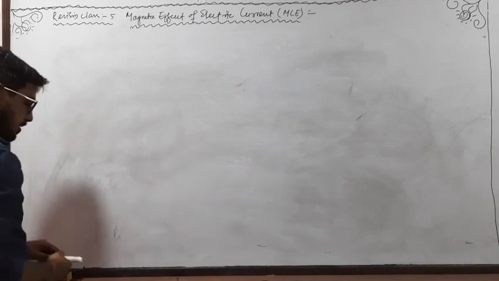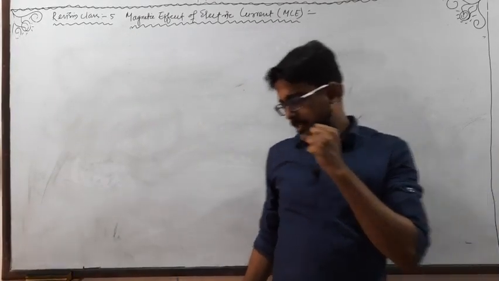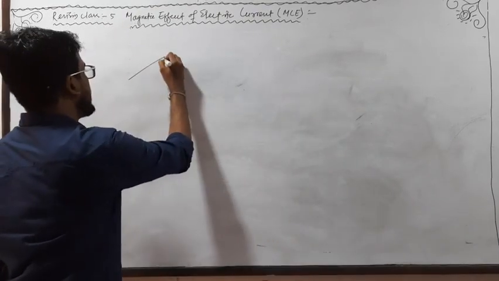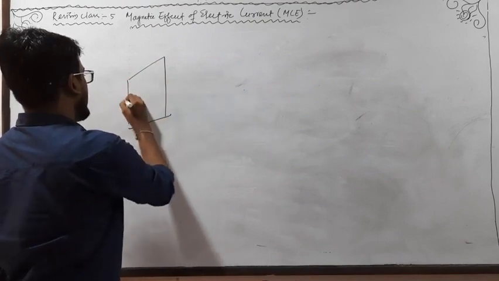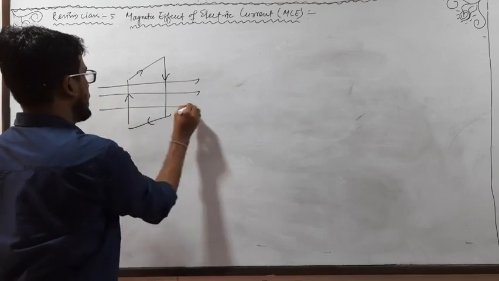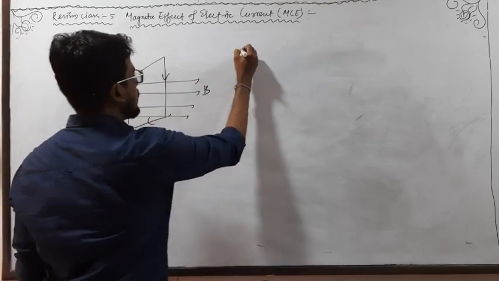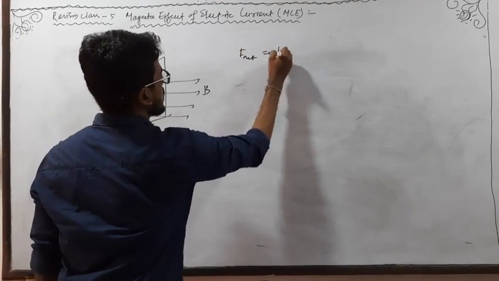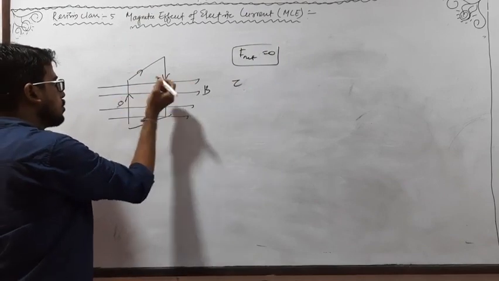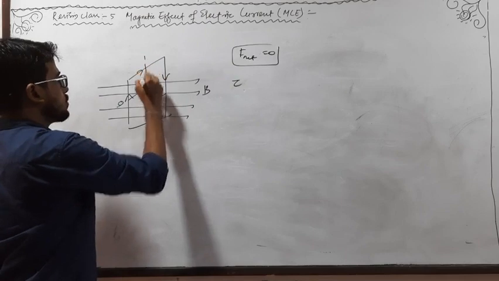Next, a current carrying loop present in an external magnetic field. When a current carrying loop is present in an external magnetic field, if it carries current I along this direction and this is the direction of the magnetic field, then the net force acting on it will be 0, F net equal to 0. But it will experience a torque. As we already derived, these two forces will rotate it and these two forces will cancel each other.